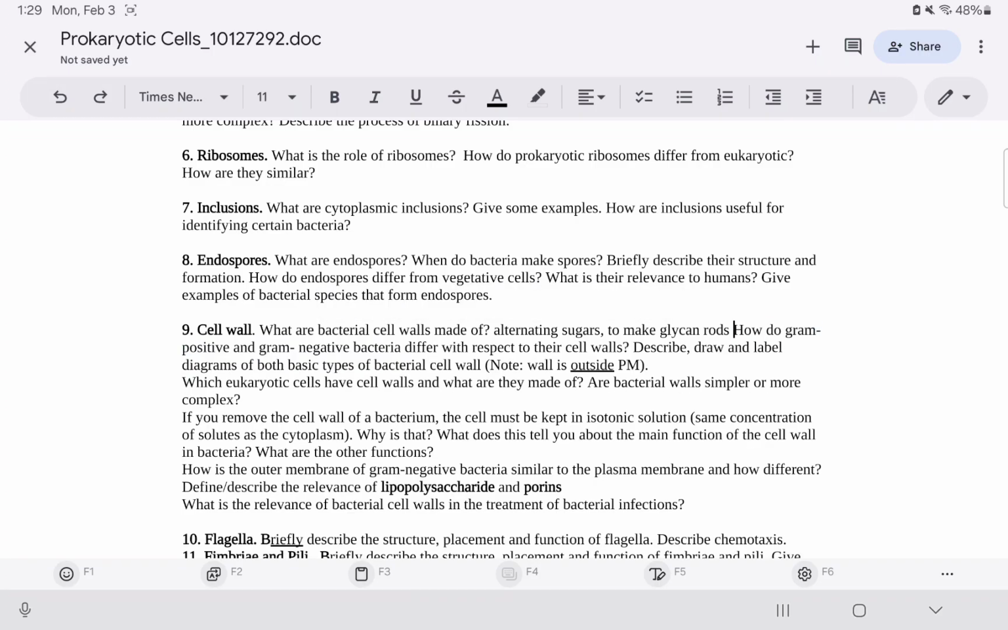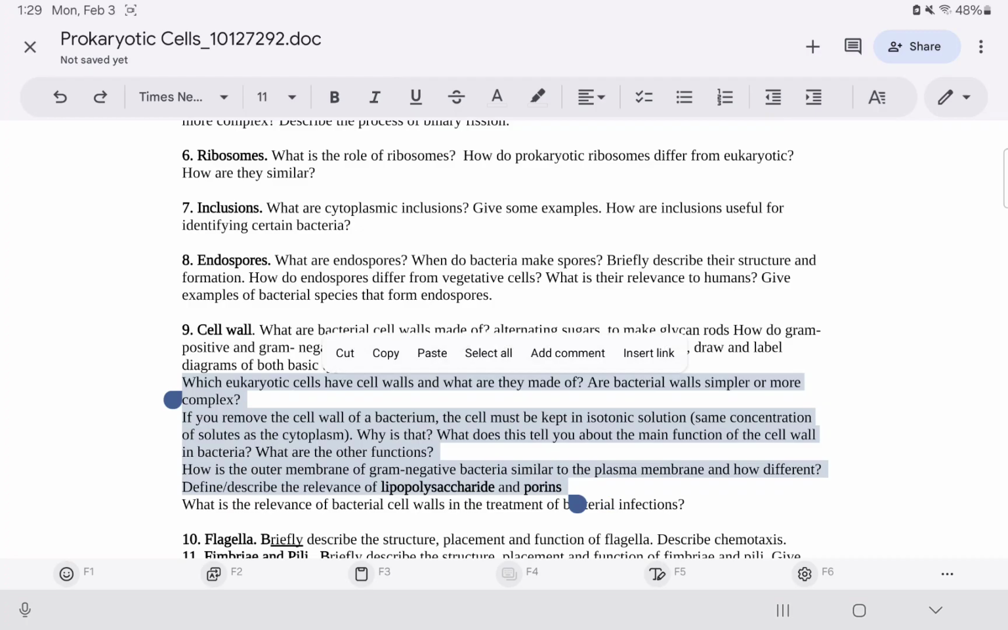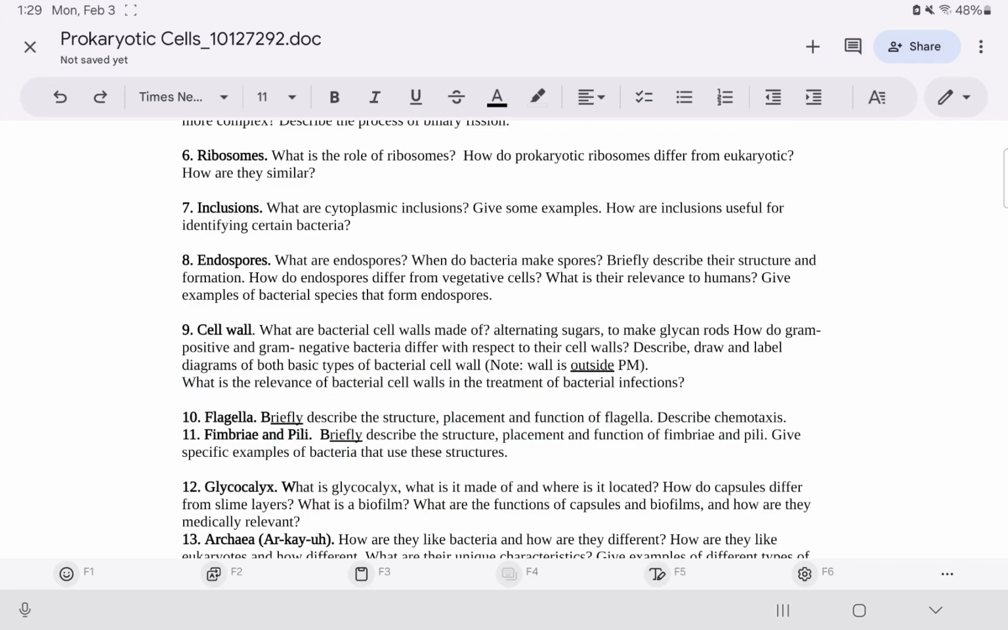Which eukaryotic cells have cell walls? Oh no, we're not there. We are not on the eukaryotic cell. No, skipping. Go all the way to the last sentence here. What is the relevance of bacterial cell walls in the treatment of bacterial infections? First off, your own immune system is going to recognize they're foreign because of the D amino acids, and we're going to have a certain kind of antibiotic that is directly related to stopping the synthesis of the cell wall.